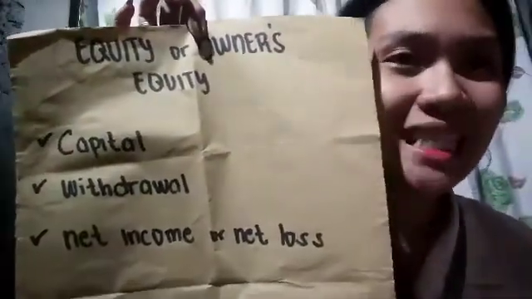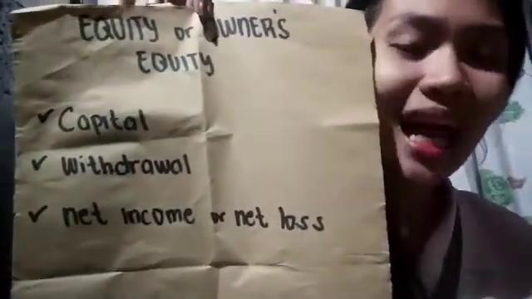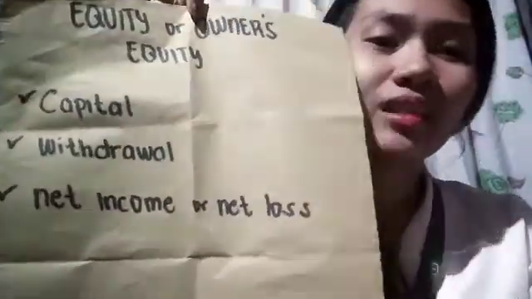Equity represents the residual interest of the owner in the assets of the business after deducting all its liabilities. In other words, equity represents what is left to the business after all the liabilities are fully paid. It is categorized as follows: capital, withdrawal, the net income, and the net loss. So, capital. Capital represents the initial investment of the owner at the start of the operations, or the beginning capital in succeeding years. So it represents the money that you spent to start or begin the business. It means your first investment in your business.